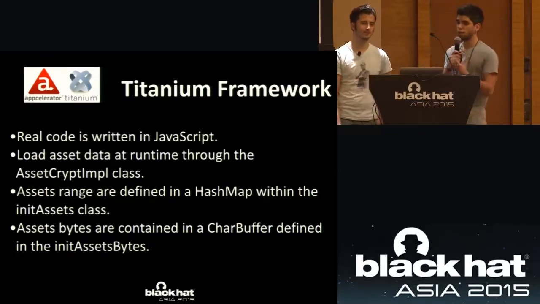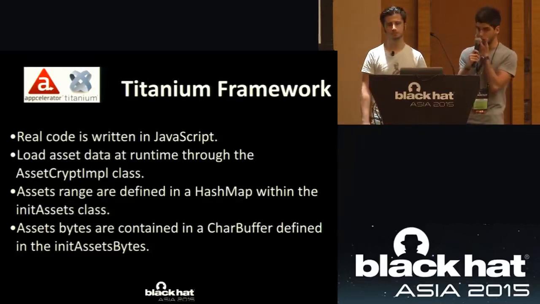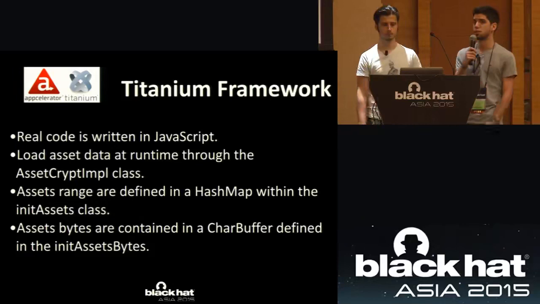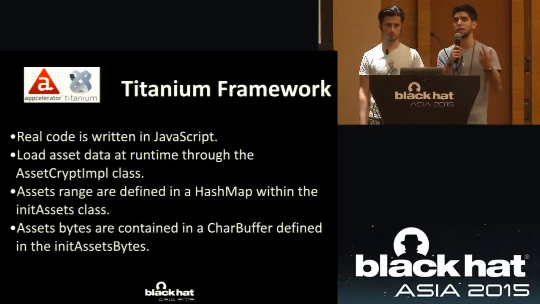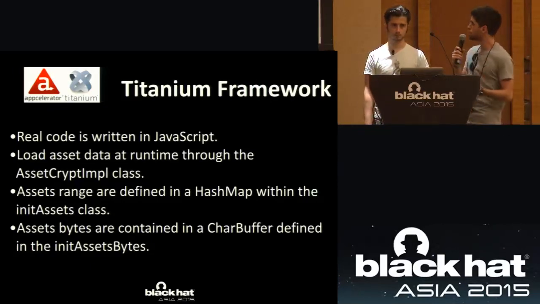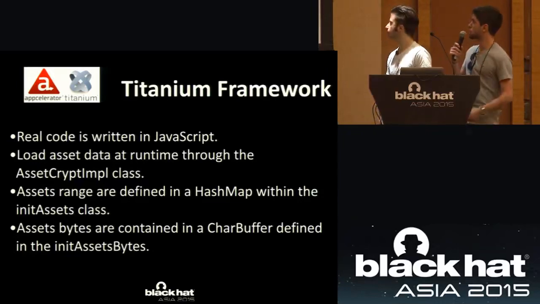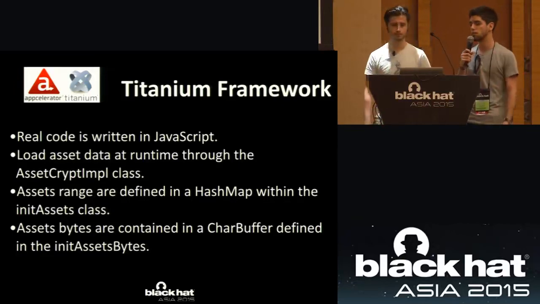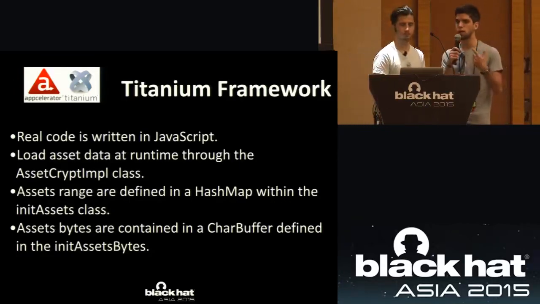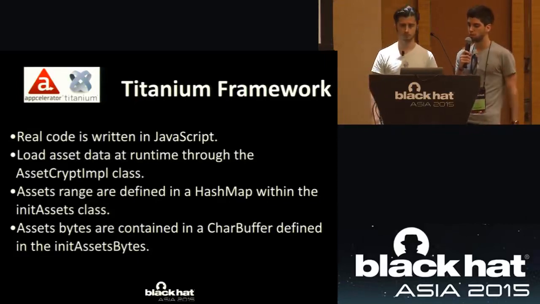So, for example, with the Titanium framework, in this case, the real code is written in JavaScript. When you reverse engineer the application and you try to analyze the global security deployed within the app, you will notice that the real source code is not available. After doing some sort of black magic, you will find that the real source code of the application is loaded by the asset crypt implementation class, which basically loads asset data at runtime. This means that every time the application is launched on the device, it will decrypt a chunk of data and load it at runtime.